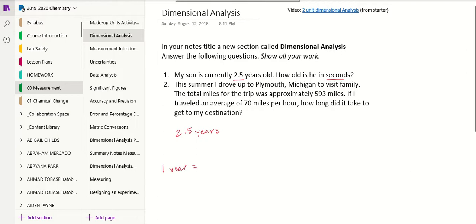1 year equals 365 days. And from there, 1 day equals 24 hours. From there, 60 minutes equals 1 day. No, 60 minutes does not equal 1 day. 60 minutes equals 1 hour. And for every 1 minute, there is 60 seconds.